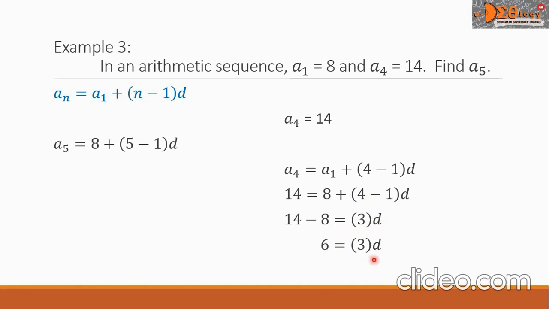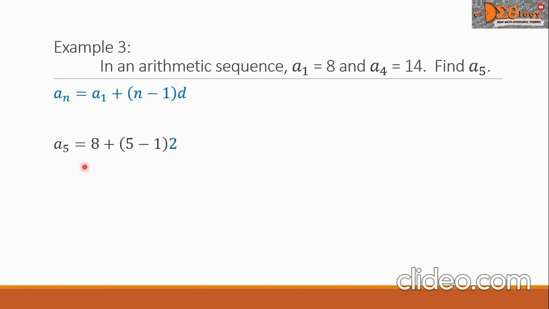And we want to isolate d. We will divide this equation by the coefficient of d, which is 3. So this 6 divided by 3 will be 2, and 3d divided by 3 is only d. So we can write d equals 2. This is the common difference, and this value is what we need in here. So substituting that value, we will be able now to get a sub 5.